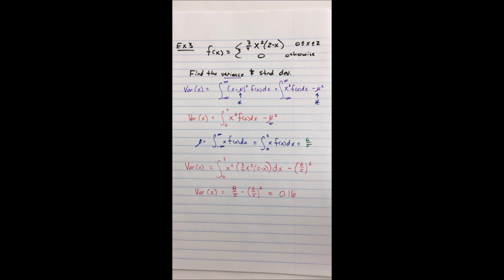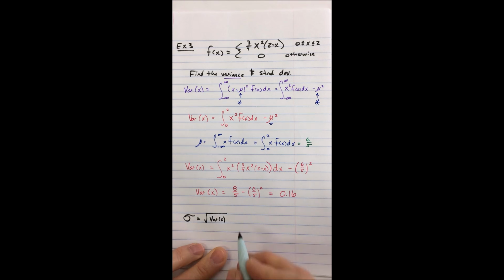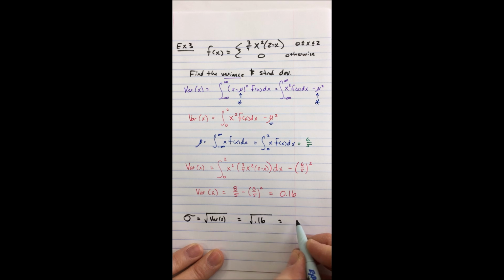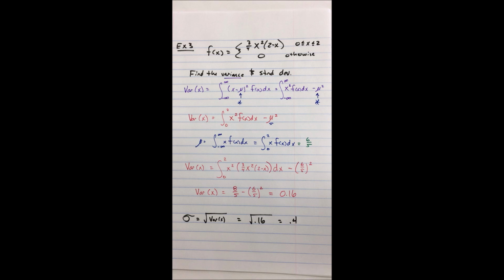On the next step, they want us to find the standard deviation, and this is always equal to the square root of the variance. So for standard deviation on this particular problem, I'm just taking the square root of 0.16, and of course that equals exactly 0.4. And so these are my two answers. The variance is 0.16, and the standard deviation is 0.4.